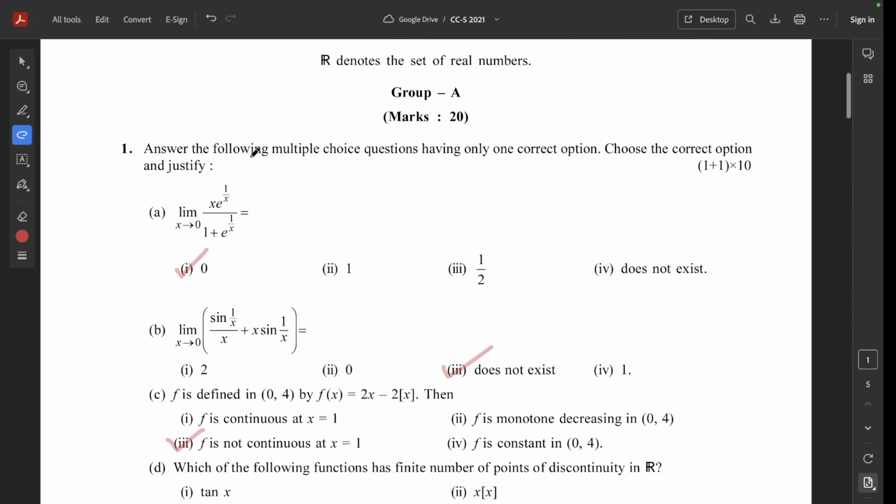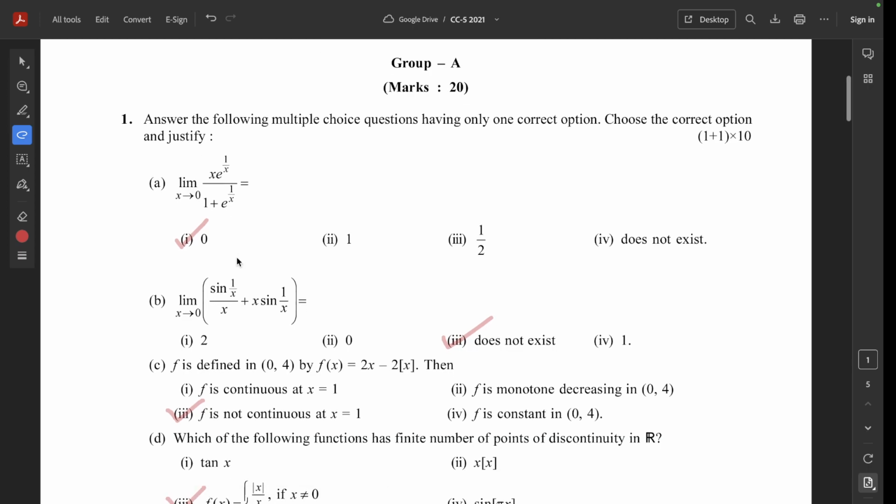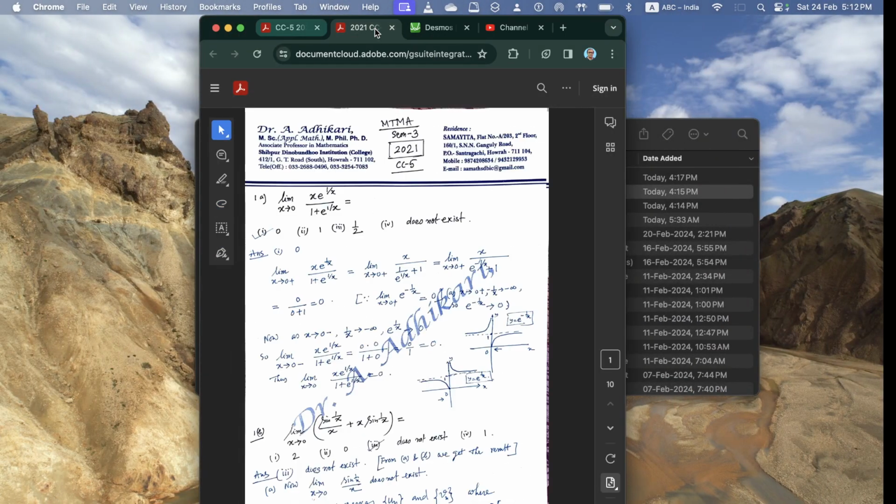Question 1a: limit x tends to 0 of (x to the power x into e to the power 1 by x) divided by (1 plus e to the power 1 by x). The correct answer is option 1, which is 0.